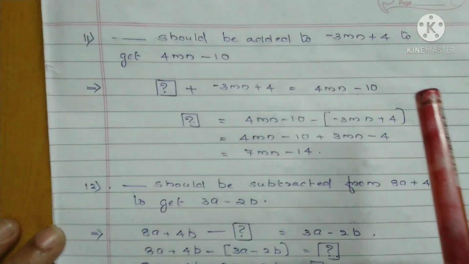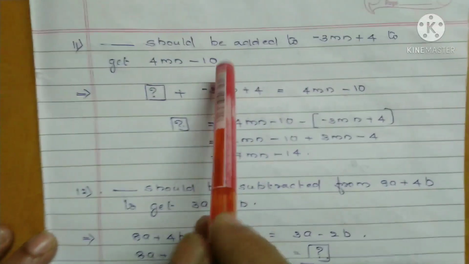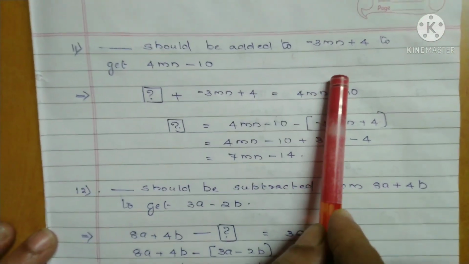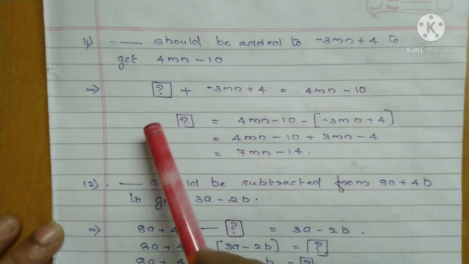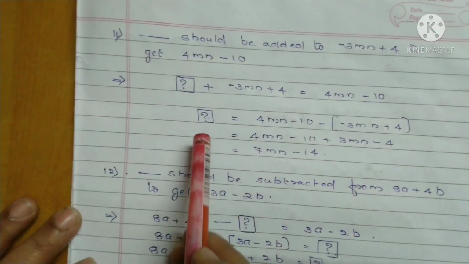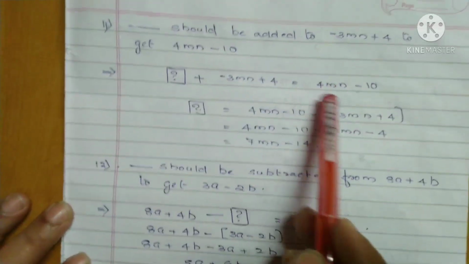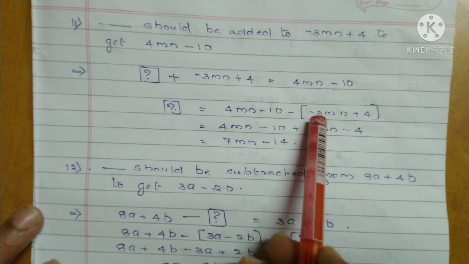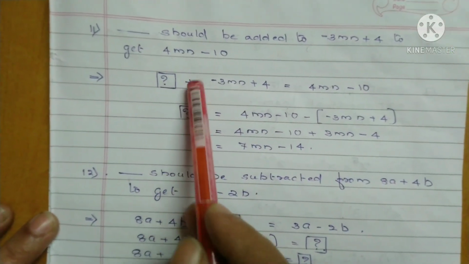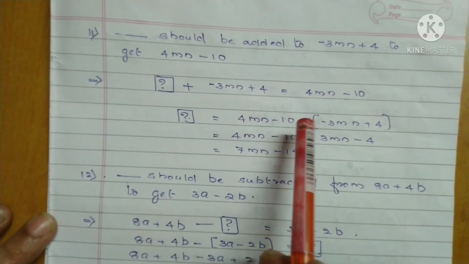We studied many of these. What should be added to 3 to get 8? 5. So 8 minus 3 is 5. The same we are doing here also. So question mark is equal to this expression minus this, we are taking that side. Here it is addition, so the opposite operation, minus.